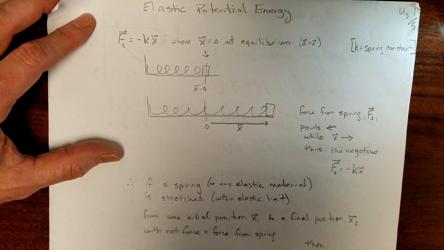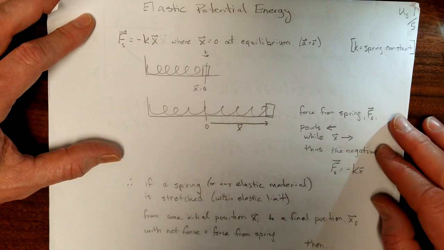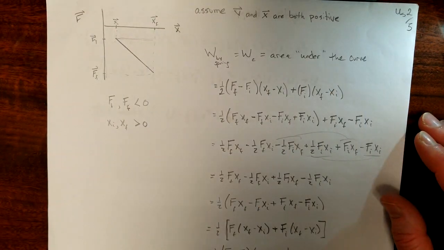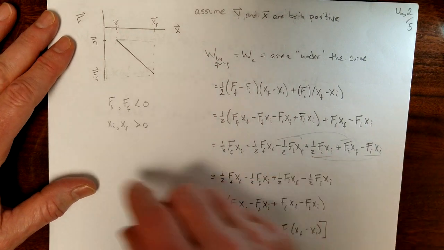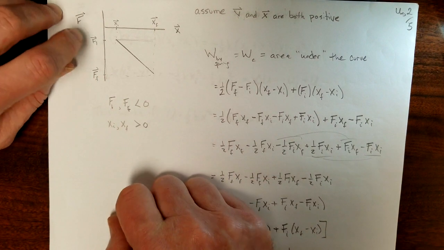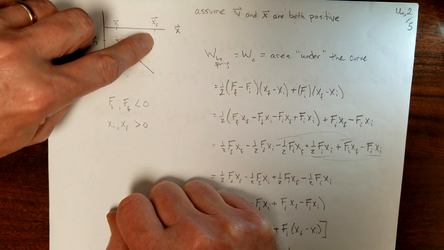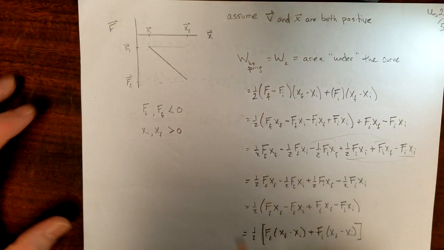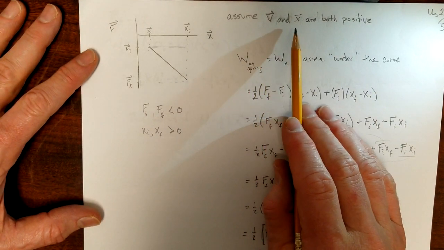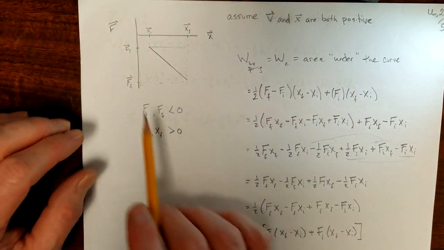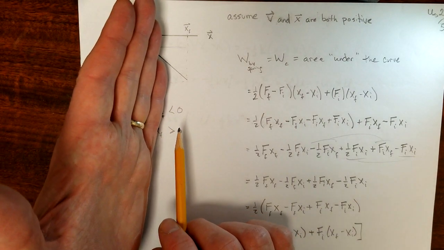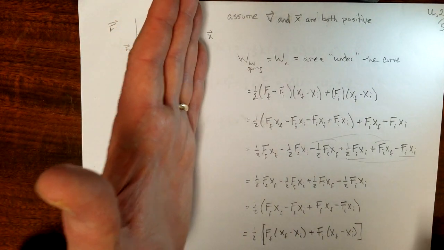So we're going to take a spring from some initial position x sub i to a final position x sub f, looking at the net force coming from the spring itself. In essence, this is the graph of what's going on. We have some initial force and some final force related to the initial position and the final position. We're going to assume that the velocity and the position are both positive. In other words, it is on the positive side of 0 and the spring is being stretched in the positive direction.